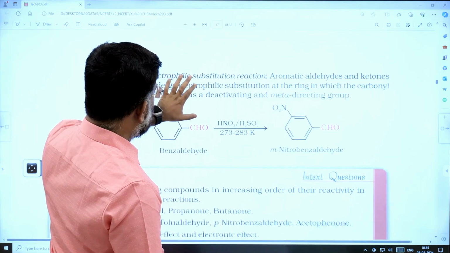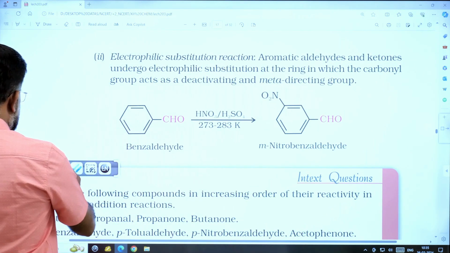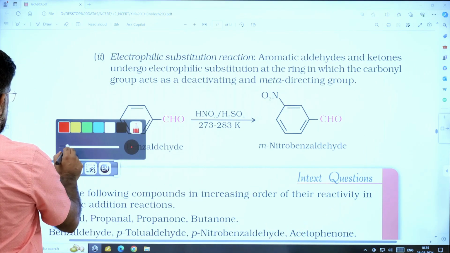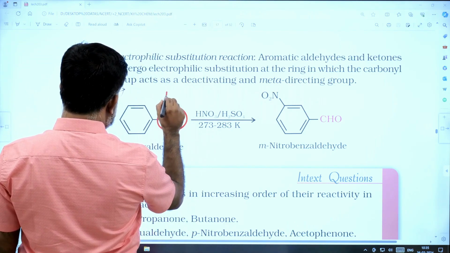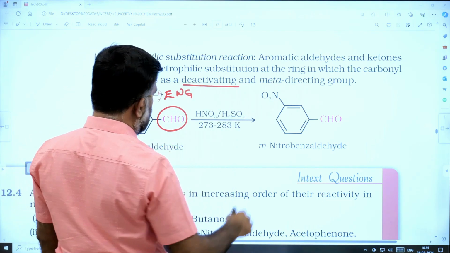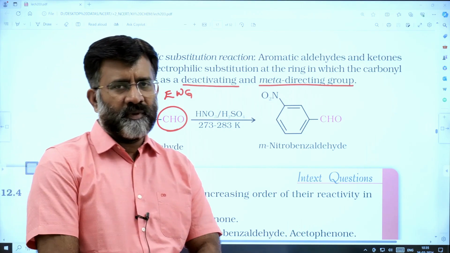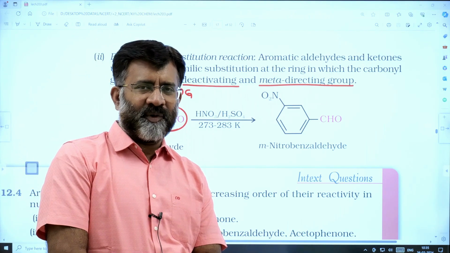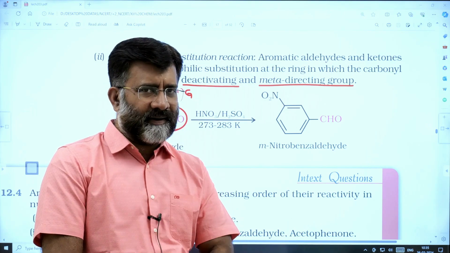And coming to an end of the aldehyde and ketone part, this is the electrophilic aromatic substitution reaction given by benzaldehyde. The benzaldehyde CHO group is an electron withdrawing group. It is deactivating in nature, and of course a meta-directing group. CHO group, COOH group, CO group, all are deactivating groups. They are meta-directing in nature.